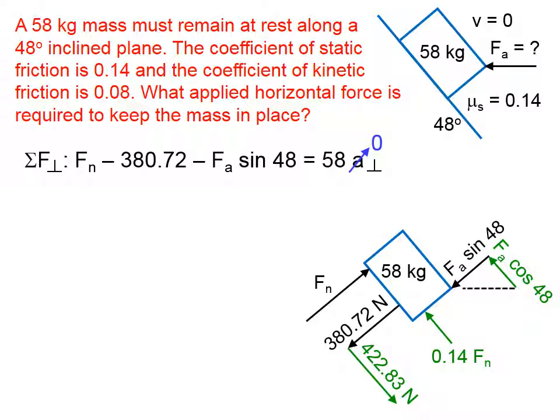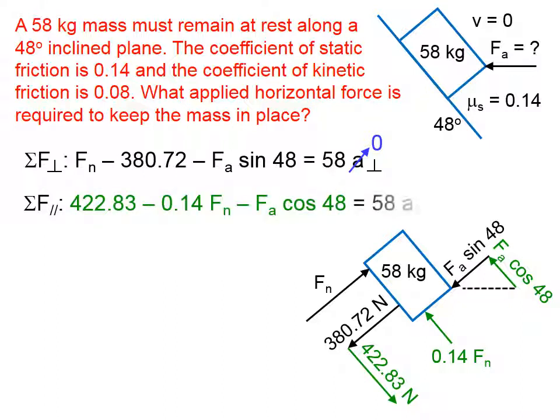So let's write the other Newton's second law equation, the one for the parallel direction. If I choose down the plane to be positive, then 422.83 is positive. 0.14 times the normal force is negative, as is Fa cosine 48. The sum of those forces should equal the mass of the object times the acceleration parallel to the surface. We want the mass to remain at rest, so again the right side reduces to 0. Here again we have two unknowns in this equation as well.